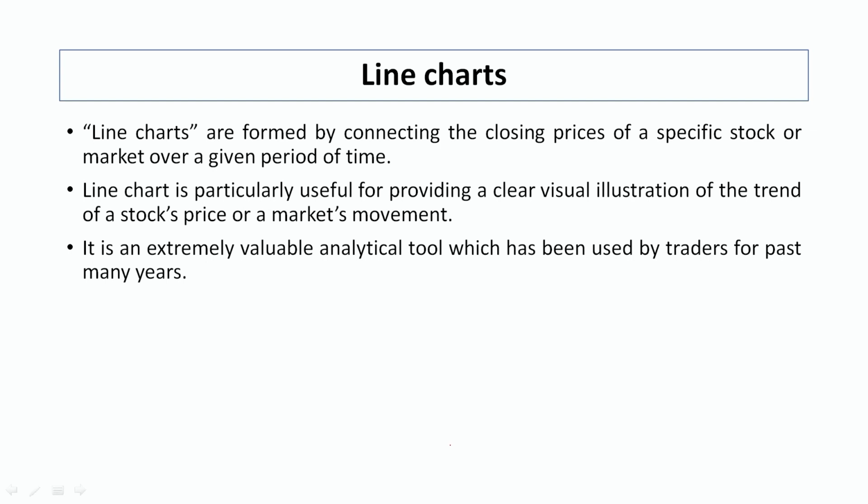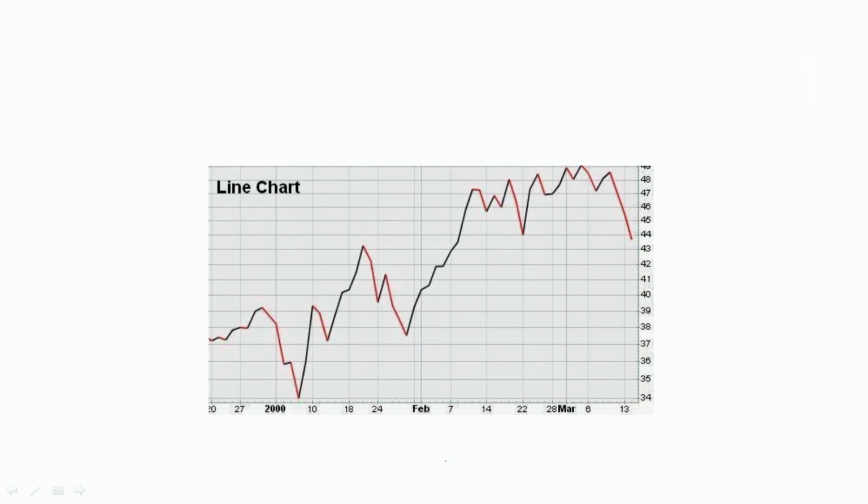Line charts are formed by connecting the closing prices of a specific stock or a market over a given period of time. You can check this particular chart. On the basis of this chart, we can easily say what the performance of that particular stock is. We can see there is an uptrend, then a downtrend, then again it goes up, goes down. So we can easily check the performance of the particular stock or market. A line chart can be prepared for a stock as well as for a market, market in the sense of Sensex or Nifty 50 or any other indices. So we can prepare the charts and check the performance.